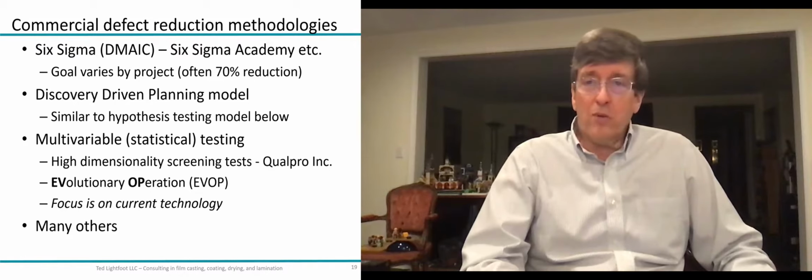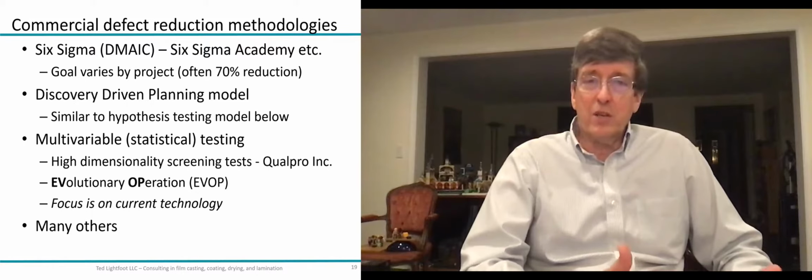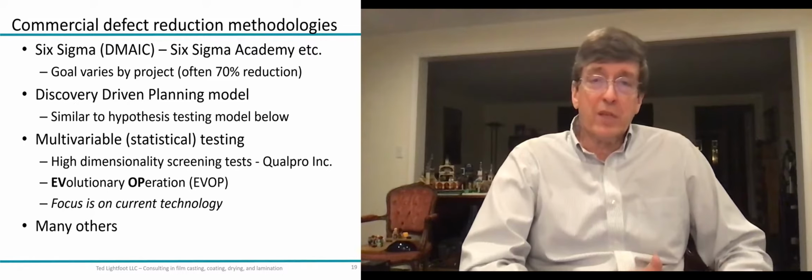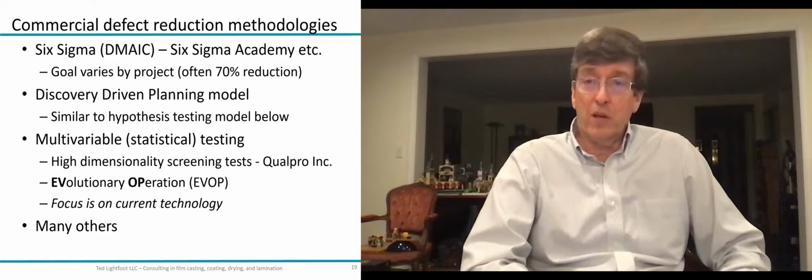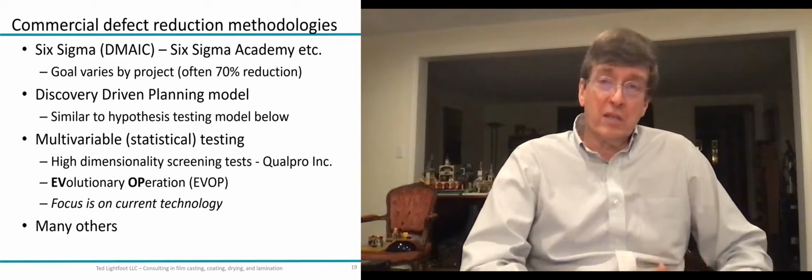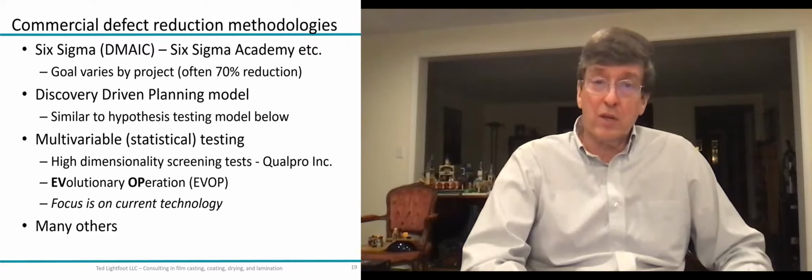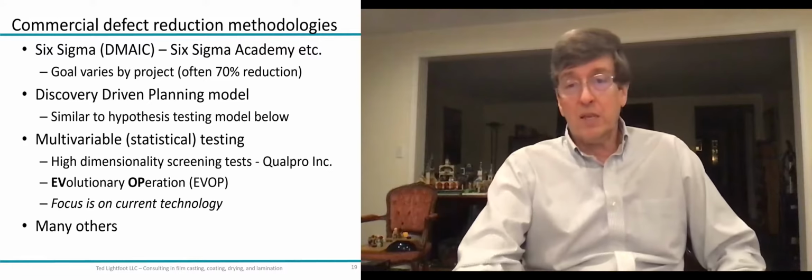There's a company called QualPro that does multivariable testing. It's a high dimensionality screening test. There's a statistical practice called evolutionary operations, or EVOP, which is very famous and very powerful, not fast. But all of these statistical methods are pretty much focused on current technology. They don't naturally lead you to when you have to actually make changes to the current technology. But there are a lot of things out there.